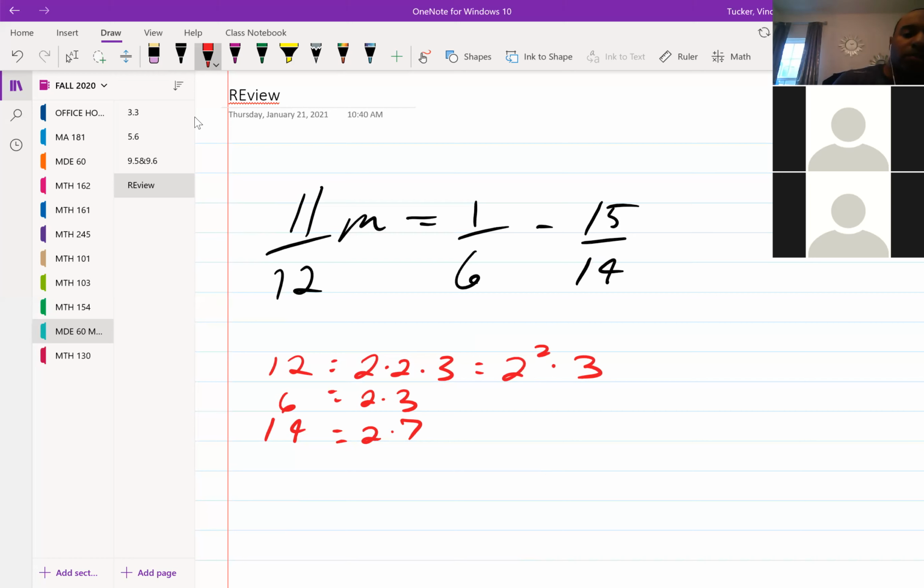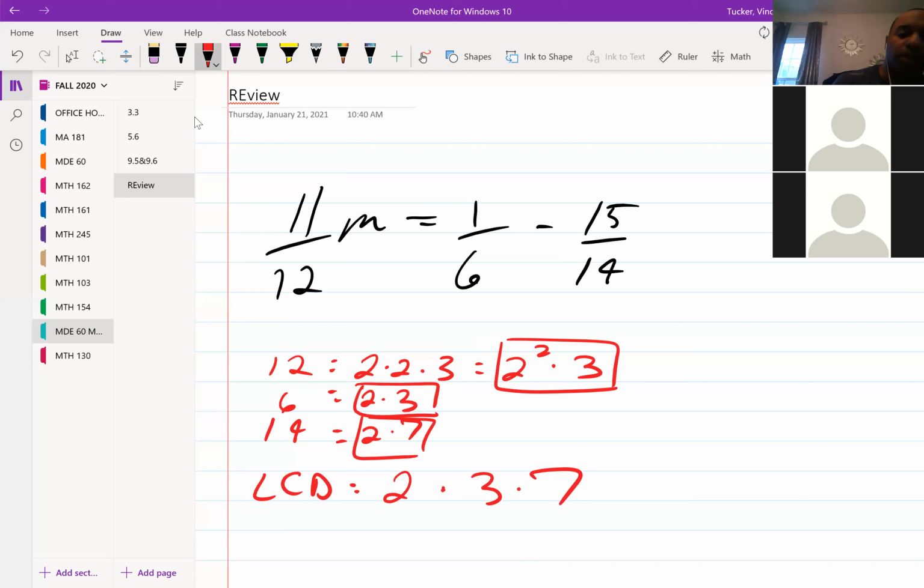So when I look to figure out what my LCD is, the different bases that I see, I have to include. So what I mean by that is that 2, 3, and 7 have to be a part of my LCD. When you break it up like this, we're comparing this, this, and this. Break them down to prime numbers. And so 2, 3, and 7 have to be used as a part of my LCD. Now, if I have a power, then I have to use the highest power. So that means 2 squared.